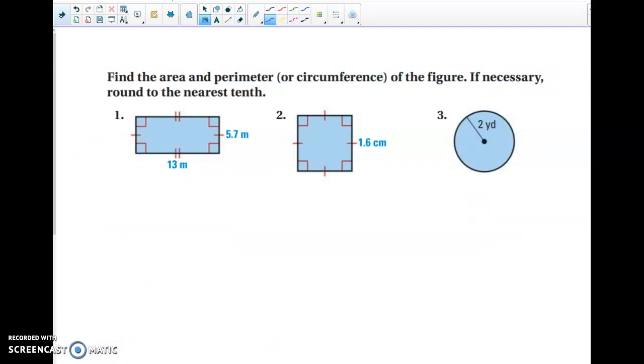Alright, take a few minutes and solve numbers 1, 2, and 3 using the formulas from the previous slide. Taking a look at these before starting, what are the three different shapes that we have here? What types of figures are they? The first one is a rectangle, the second one is a square, and the third one is a circle. You are finding both the area and the perimeter.